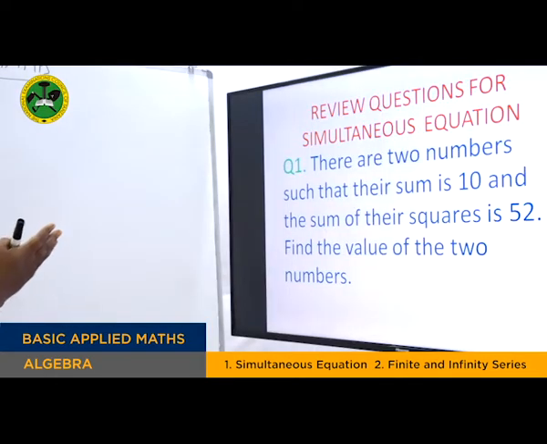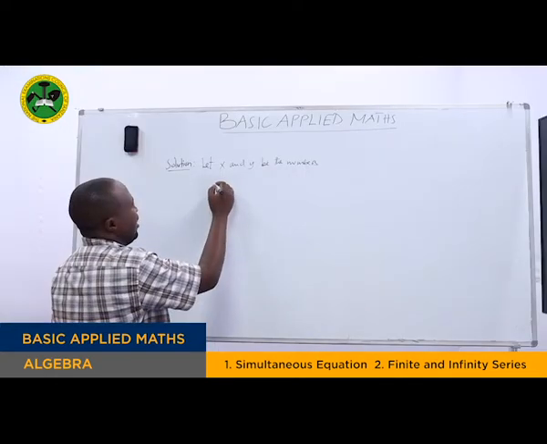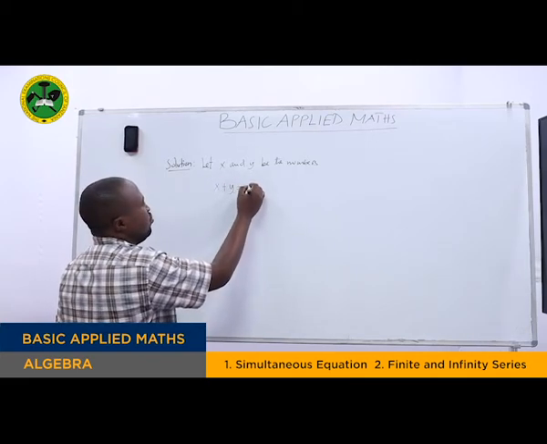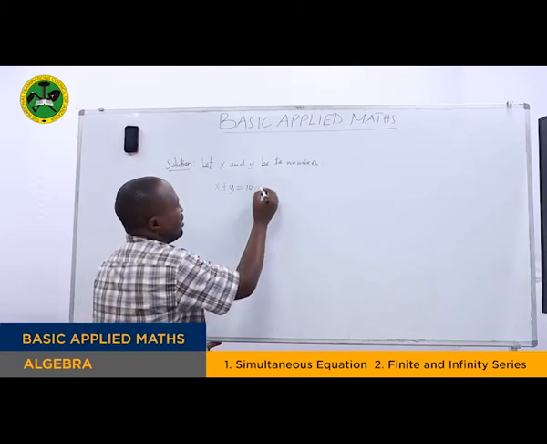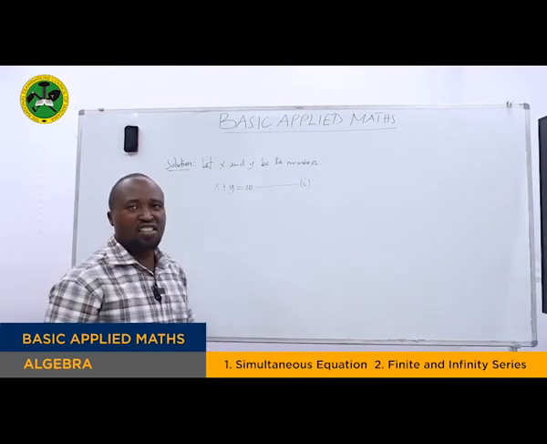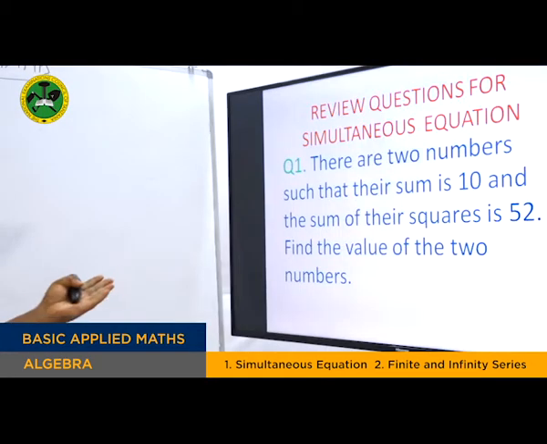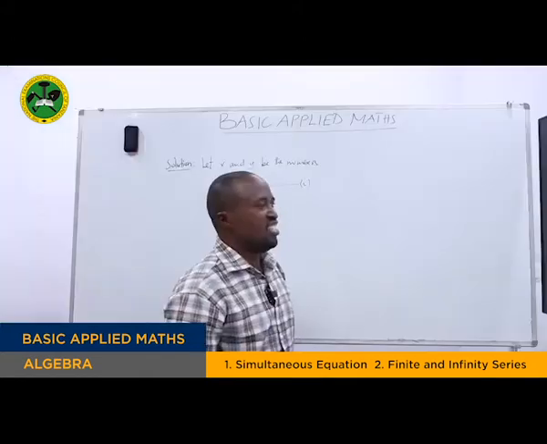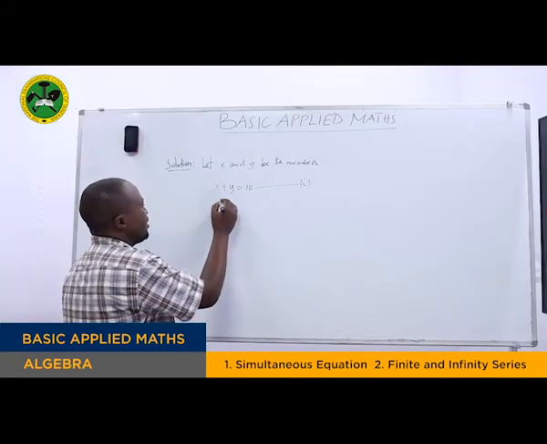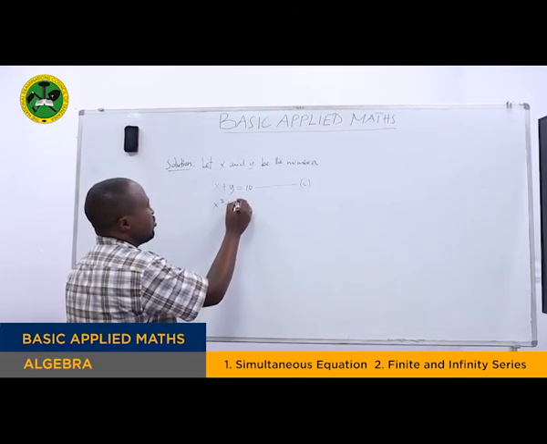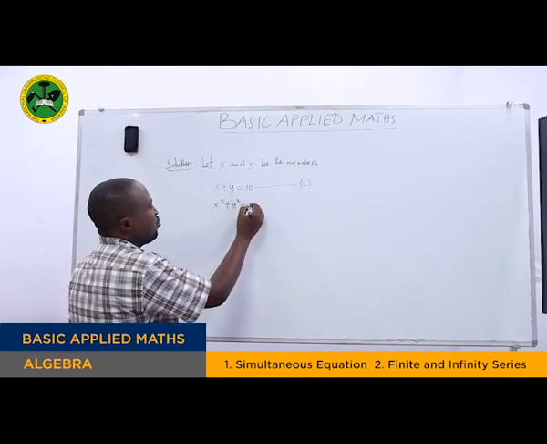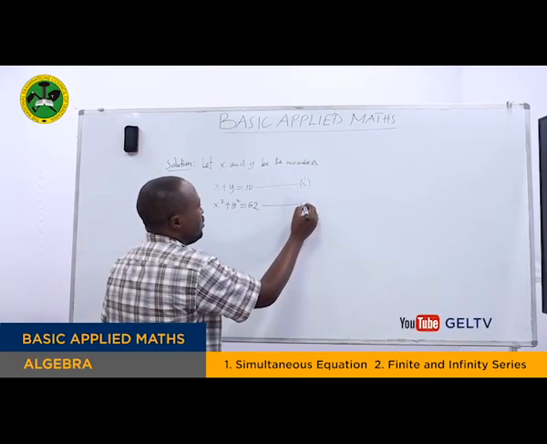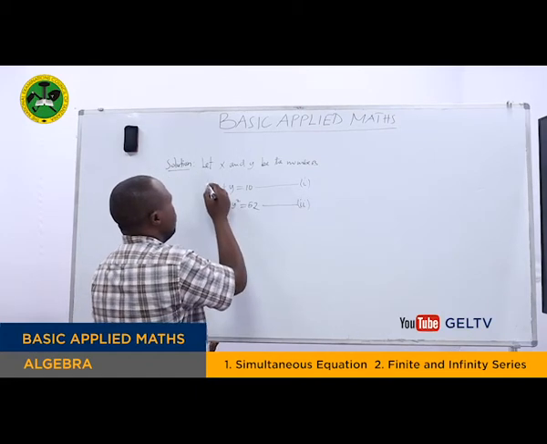So there are two numbers such that their sum is 10. That is, x plus y is equal to 10. Call this equation 1. But again, the sum of their squares is 52. That is the sum of x squared plus y squared. This one is equal to 52. Now call this equation 2.